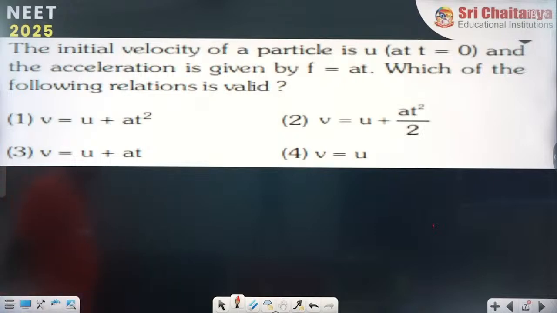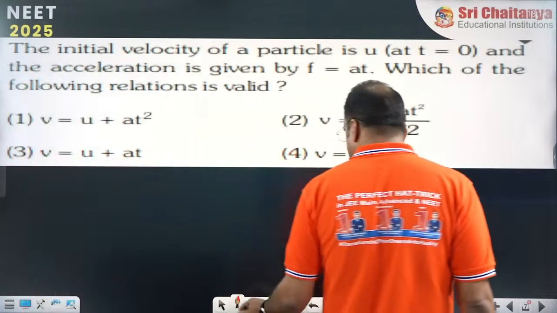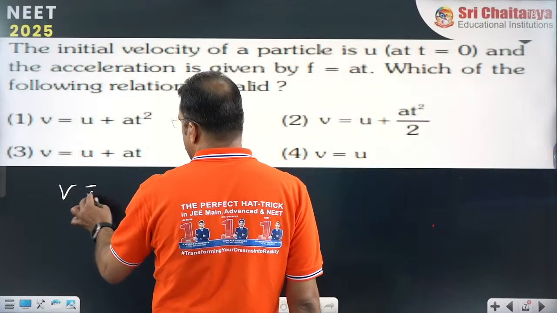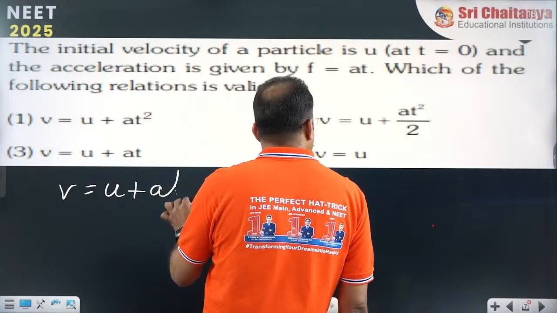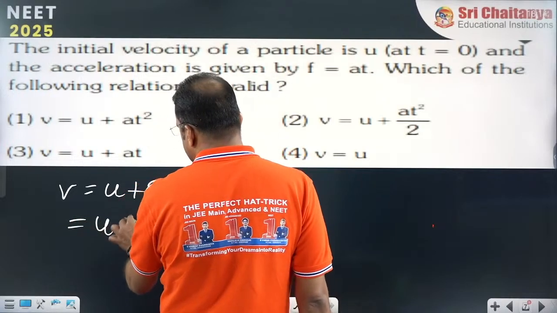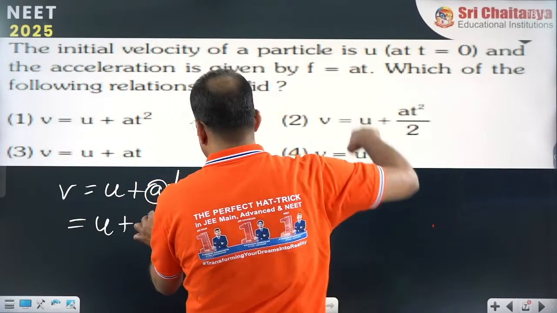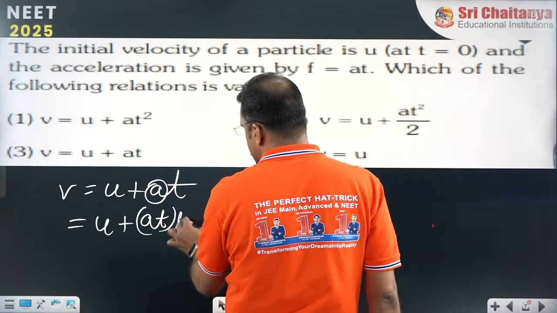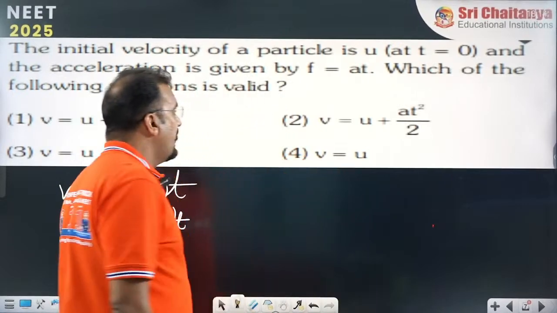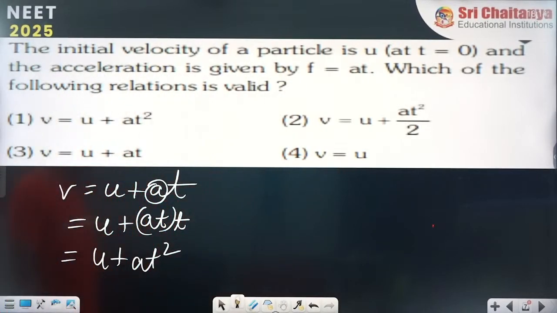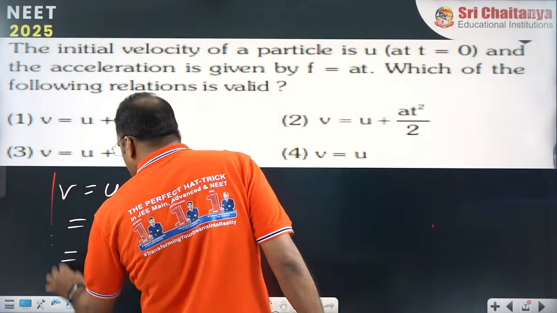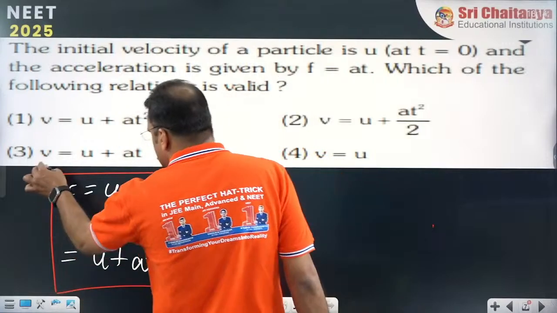In this question I have seen most of the students doing this: we know that v equal to u plus at, and they use it directly. What is the acceleration value? They put u plus, acceleration a into t, so a into t into t. This gives u plus at square. How many students are getting the first option? And this is the problem. The first option is perfectly wrong.